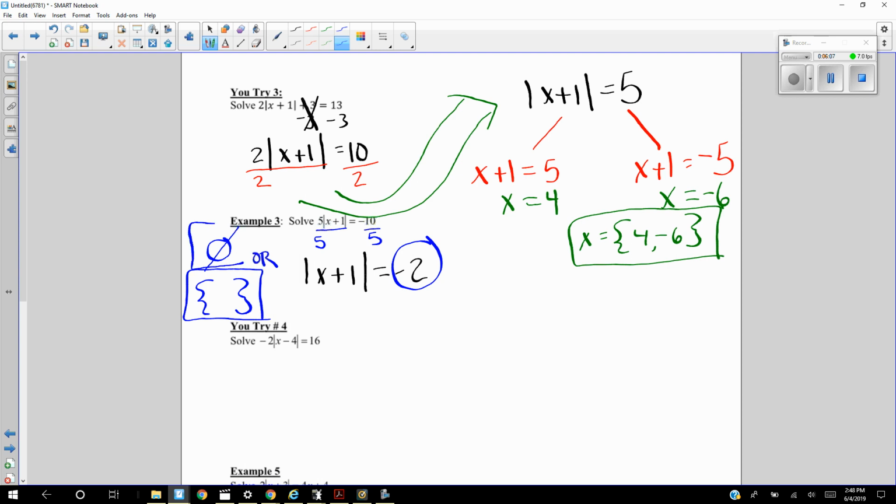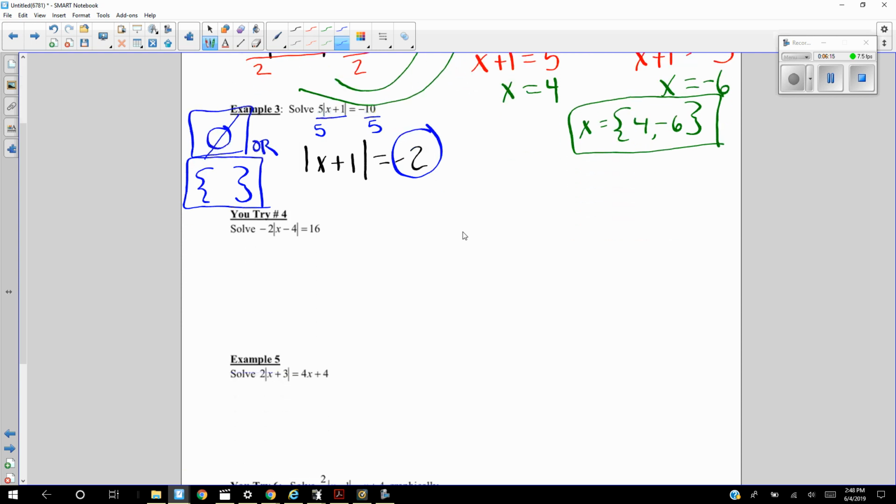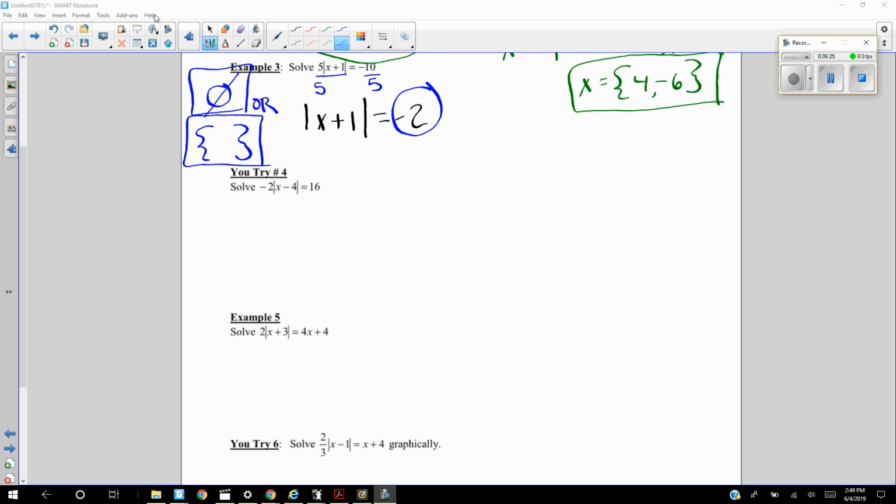So there's an empty set. There are no numbers that would make this equation true. You can see that you tried number 4. The exact same thing's going to happen when you divide both sides by -2. You're going to end up with the absolute value of x minus 4 equals -8.